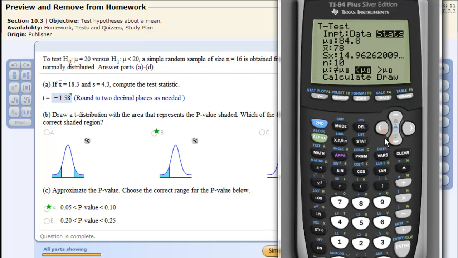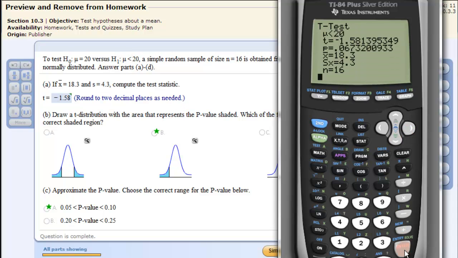Mu naught is 20, so I'm going to put 20 in there. X bar is 18.3. Standard deviation, 4.3. N is 16. And then we want to calculate a less than, right? So we leave that on less than and we go down to Calculate. You'll notice that the t statistic is negative 1.58.